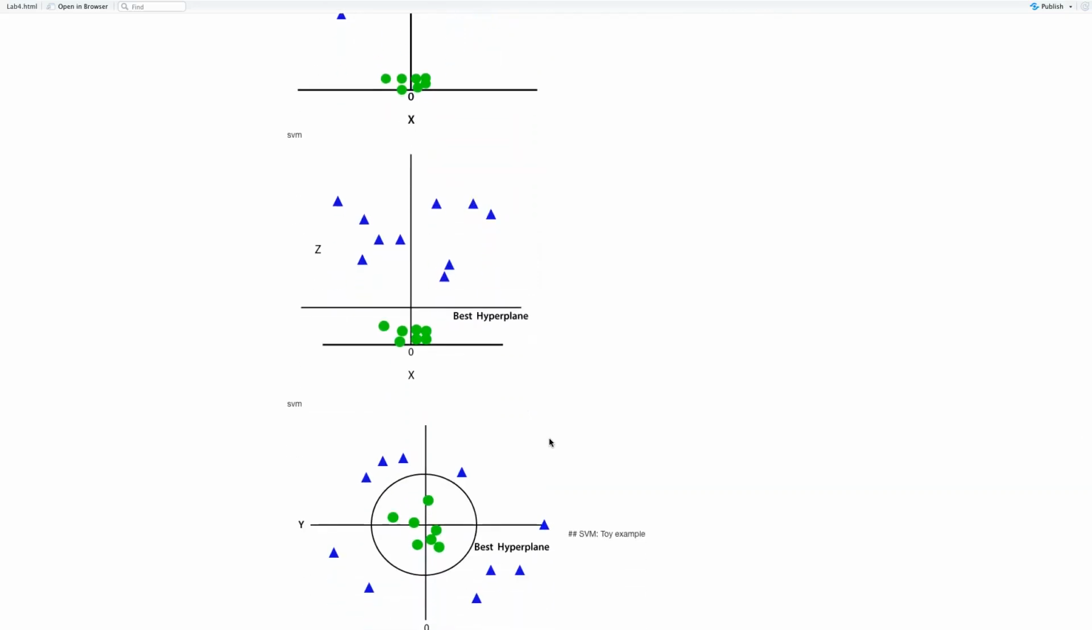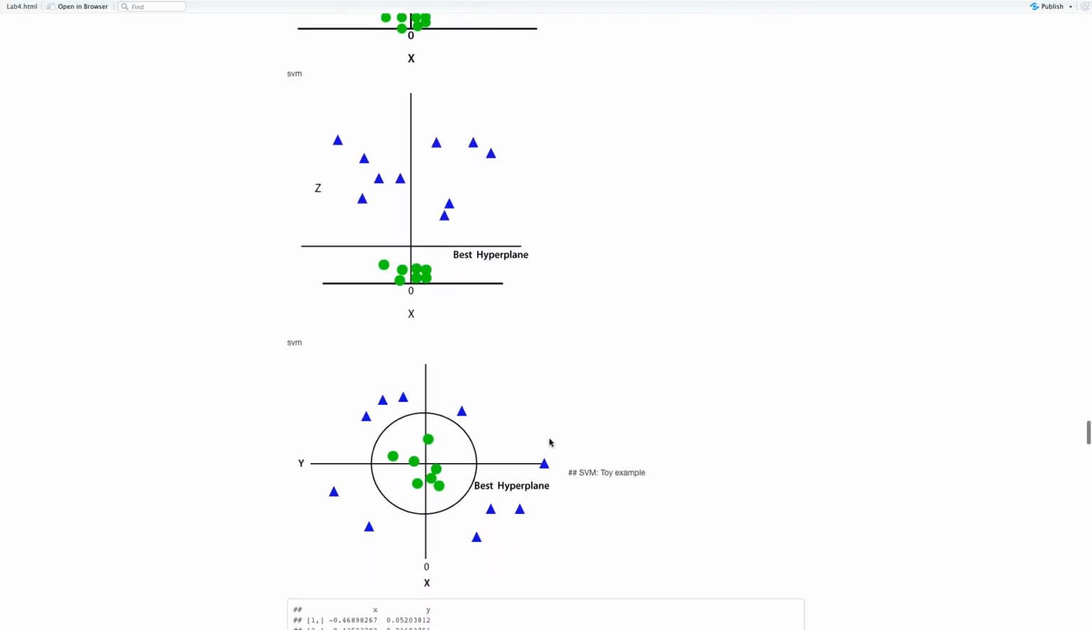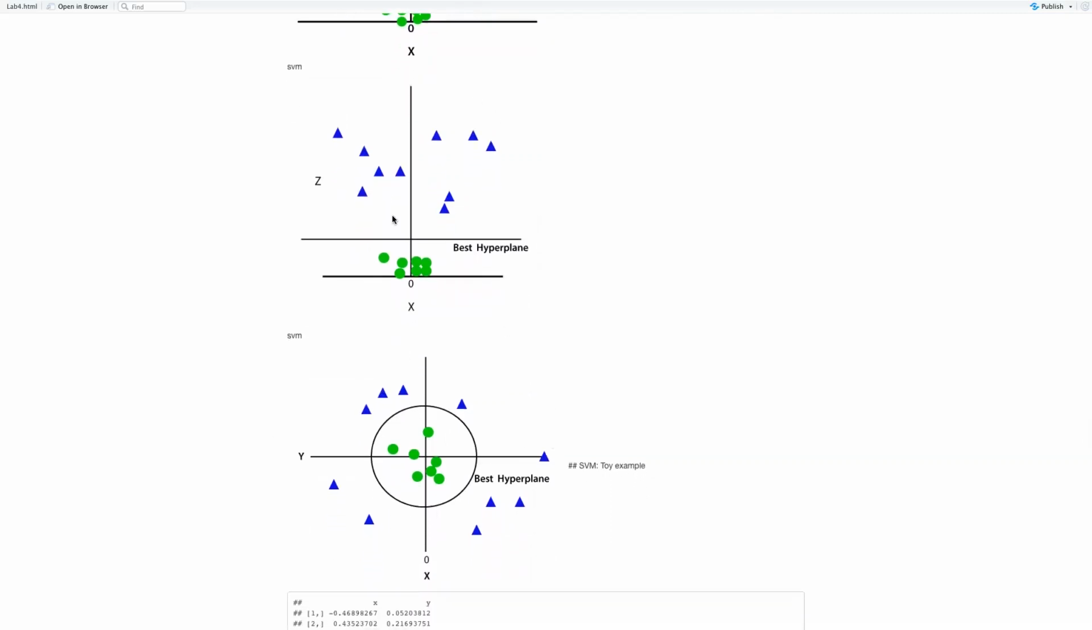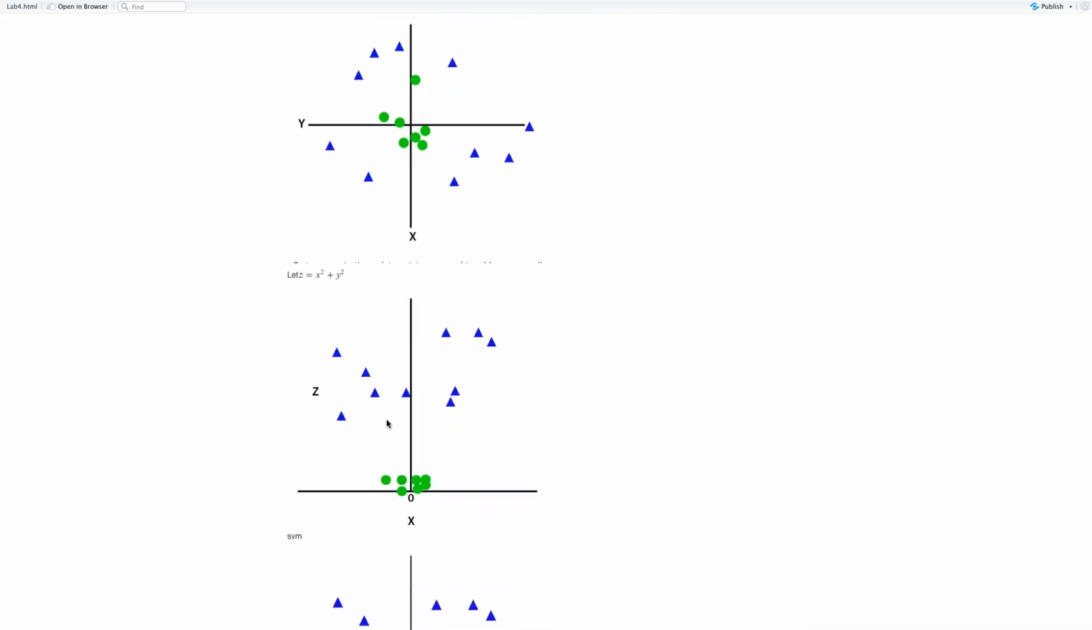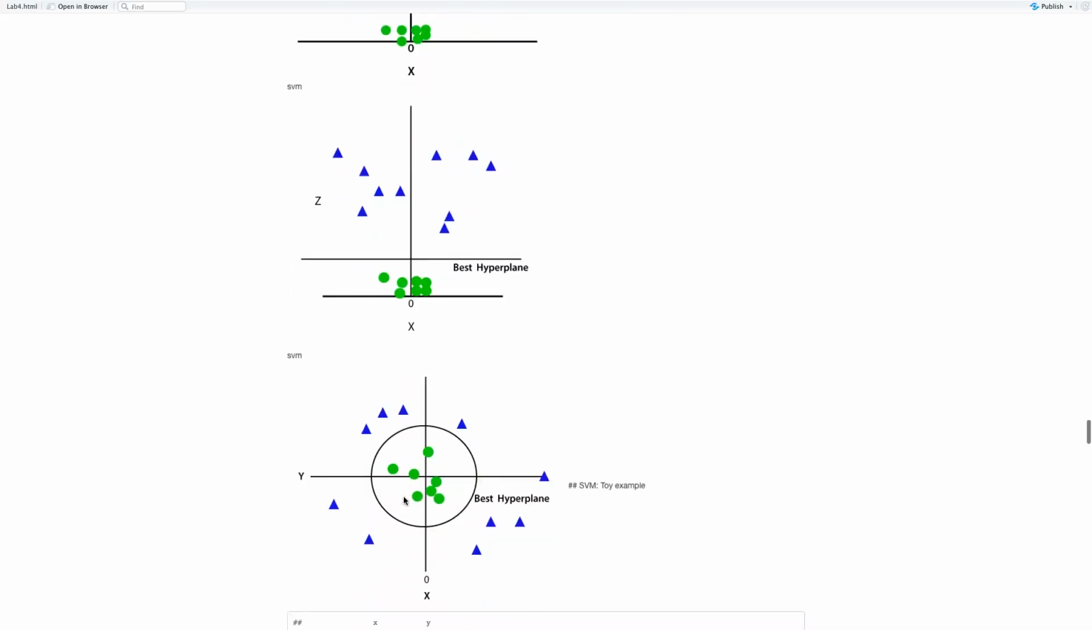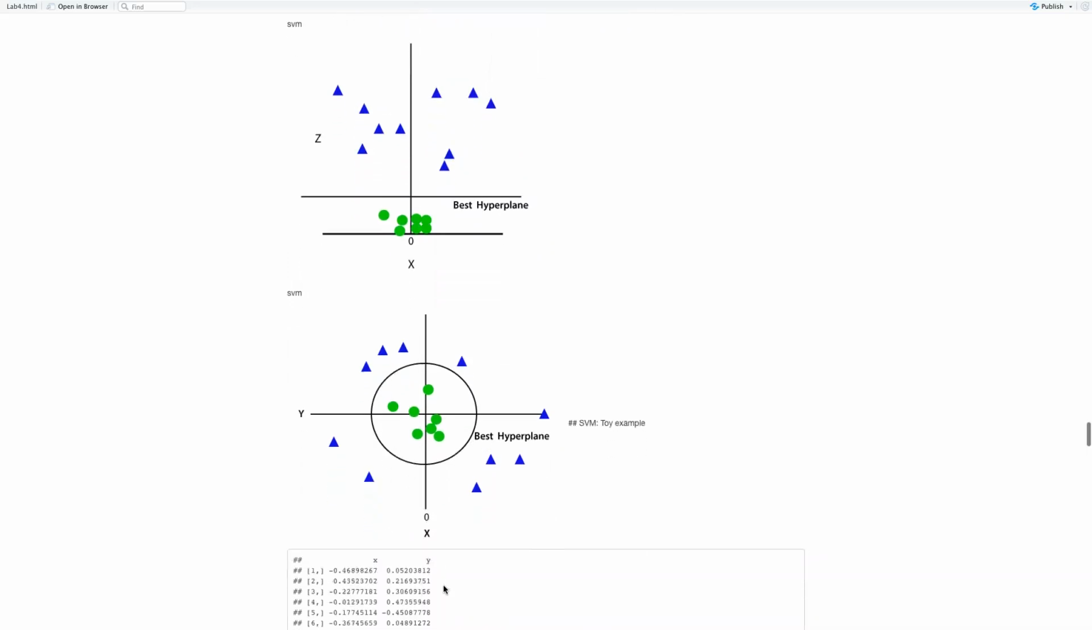Since we are in a 3D space, it looks like a plane parallel to the x-axis. So if we convert it into 2D with z equal to 1, then we get something like this. So basically, we're managing to make this data go from 2D to 3D. And now if we take it back to 2D, this hyperplane is going to look like a circle on the x and y axes.